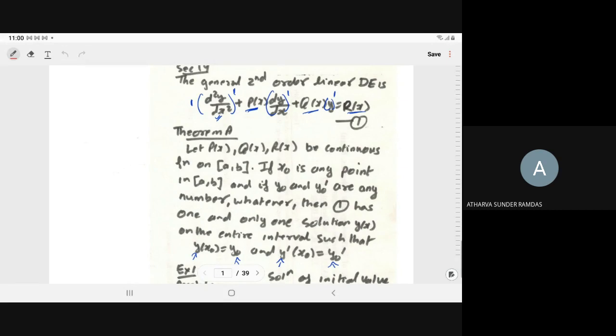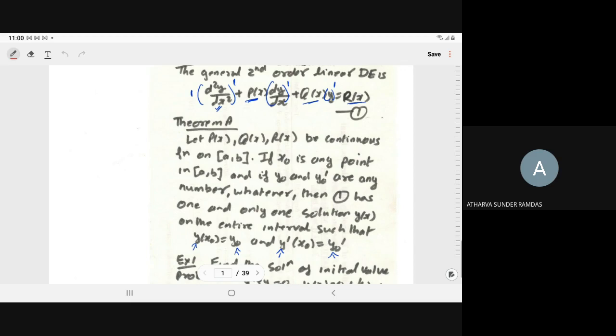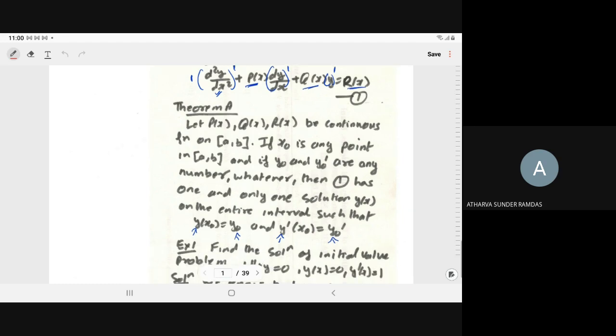Last time we discussed the general second order linear differential equation: d2y upon dx2 plus p(x) dy by dx plus q(x) y is equal to r(x). This is the non-homogeneous differential equation. When we put r(x) equal to 0, it becomes the homogeneous differential equation. There we studied three theorems.